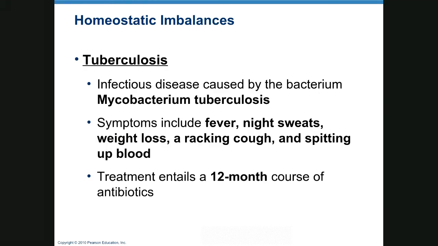Tuberculosis is an infectious disease caused by Mycobacterium tuberculosis. Symptoms: fever, night sweats, weight loss, racking cough, coughing up blood. There are antibiotics to treat them, but it requires a 12-month course of treatment. And if you get tuberculosis, you're going to undergo mandatory home quarantine.